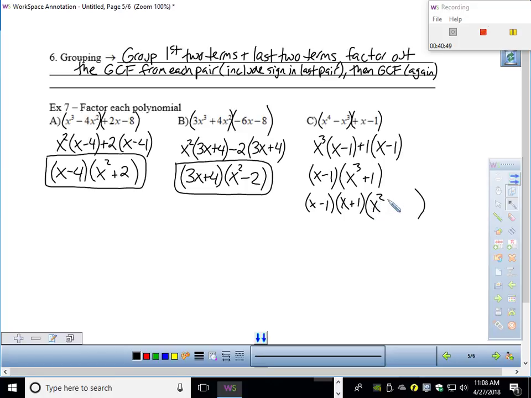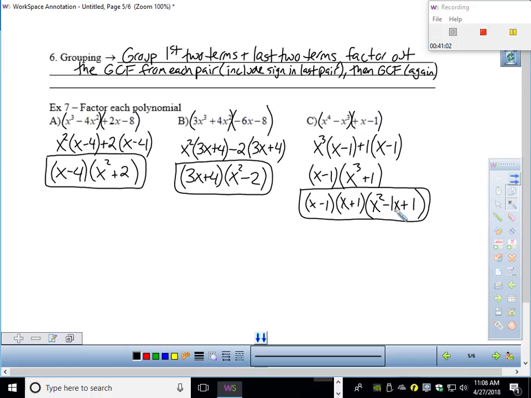X times x squared is x cubed. 1 times 1 is the 1. Multiply those and different sign, so minus x. If you want to put the 1 there, great. If not, of course, that's fine. And there you go. This is always going to be a prime quadratic, by the way. It's a good question if you had it. Can you go further on that? No.